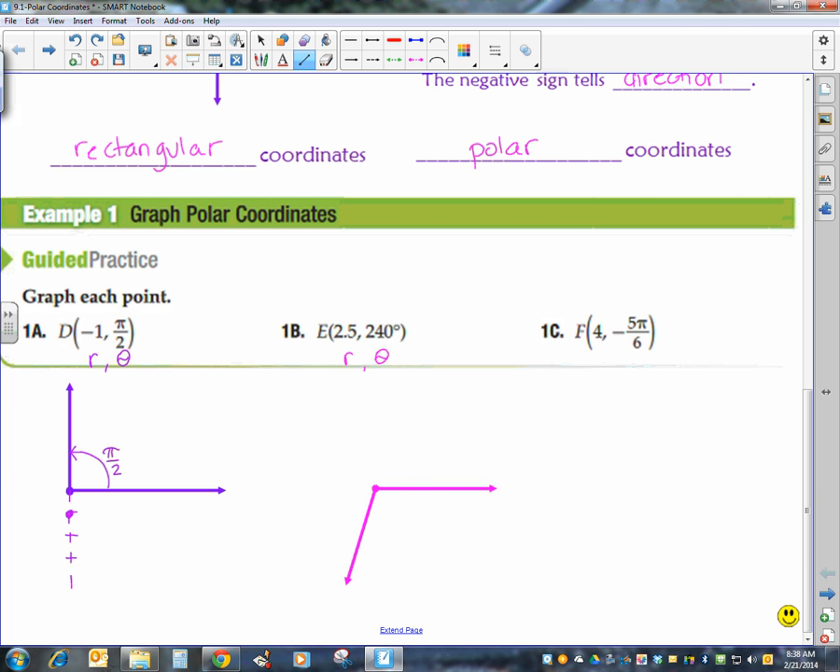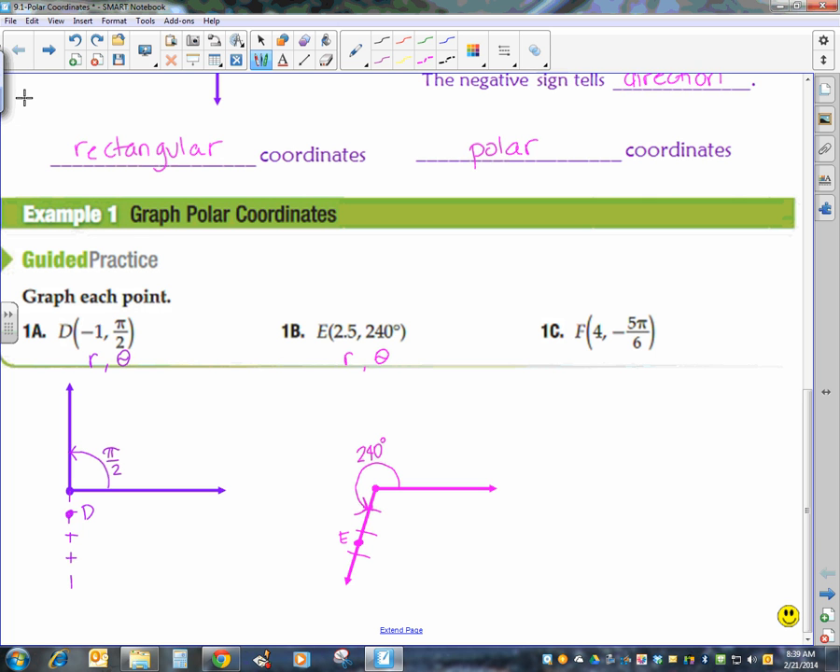Okay, so we draw that, and we're going to label it as we're sketching it here. So this angle is 240 degrees. We're showing that direction, and we go out. So if I put tick marks, 1, 2, 3, but I'm going to go out 2.5 units. So there is my point. Let's label that point E. And we'll go back and label this one point D, so we know exactly where it is.